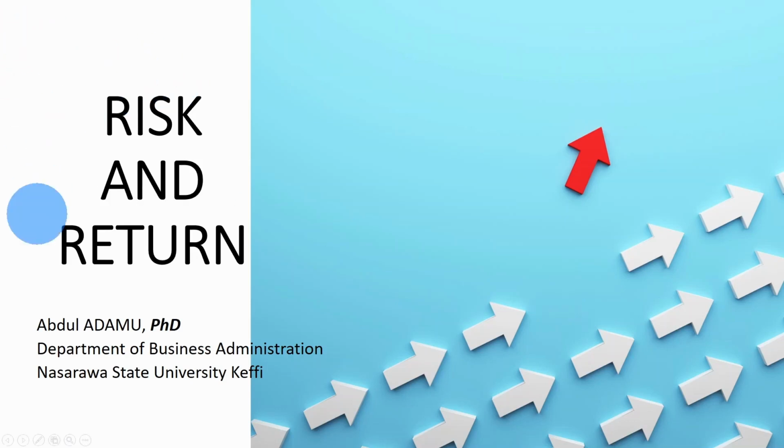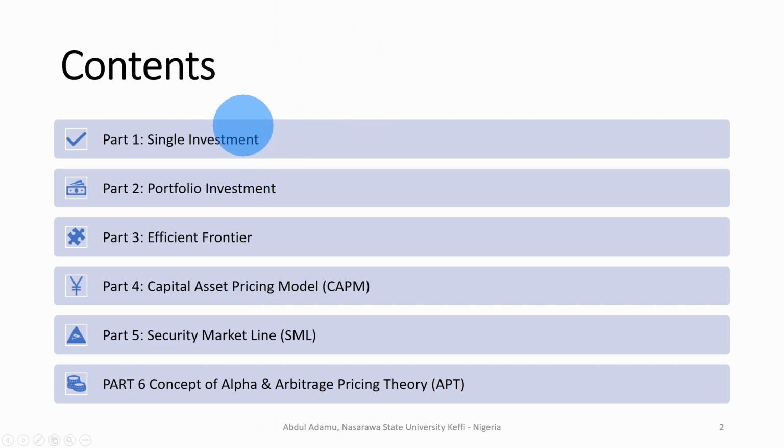This lecture is on risk and return. It is part 2 of our lecture on risk and return. In the first part, we looked at risk and return of a single investment. In this part, we are going to look at risk and return of a portfolio investment.